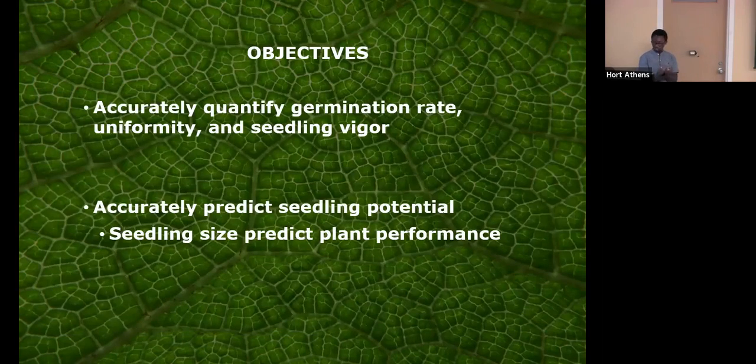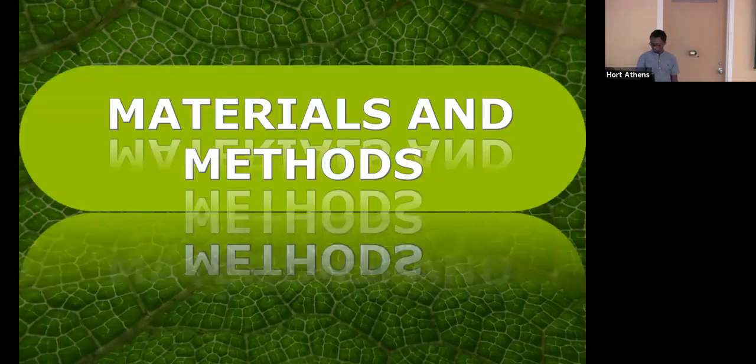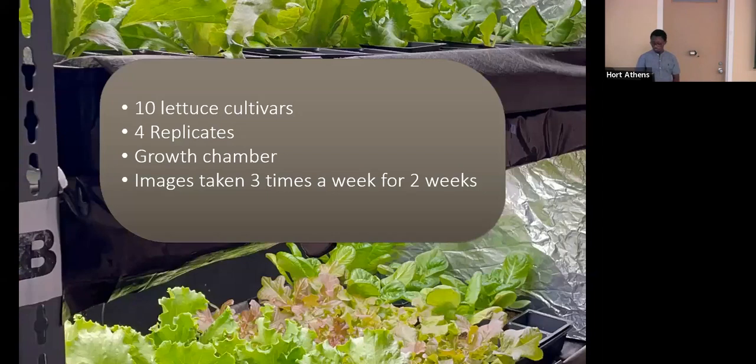Our objective is to quantify the germination rate, the uniformity, and the seedling vigor using our imaging system, and also predict the seedling potential, because seedling size can be used to predict the plant's potential to give us a good yield. So we are using 10 lettuce cultivars in the growth chamber, and we'll take images 3 times a week for about 2 weeks, until the transplanting time. That's where we stop taking images.